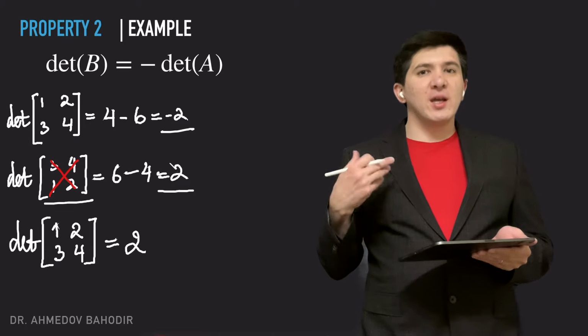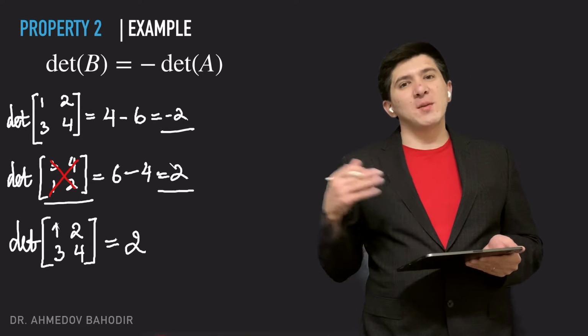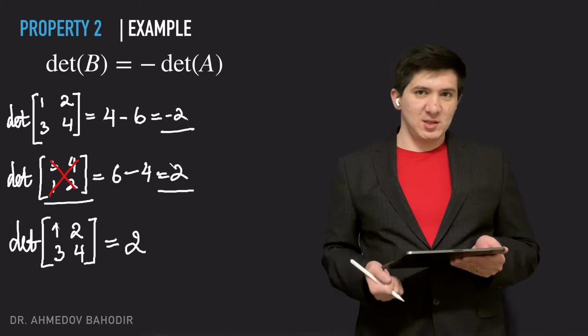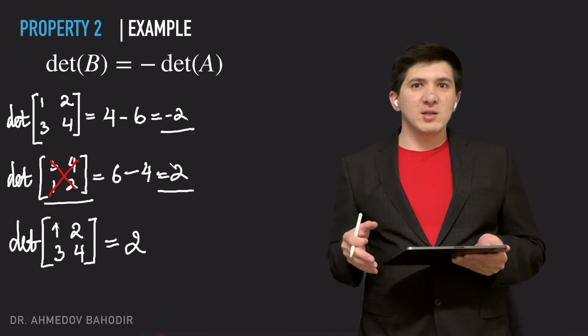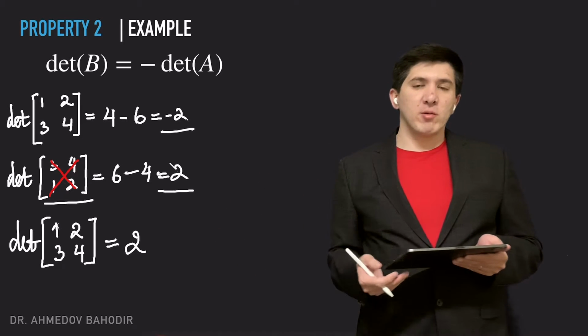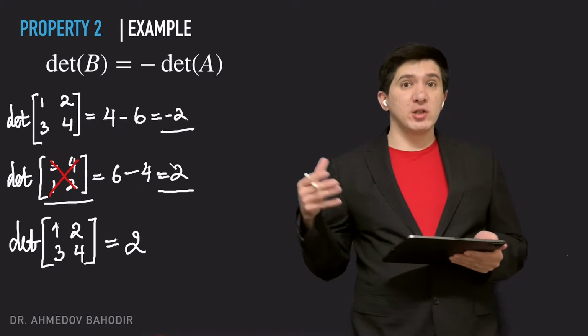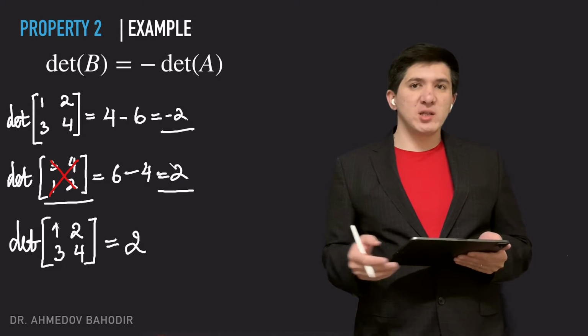So essentially, this also depends on the number of the interchanges. An odd number of interchanges makes your determinant the negative of the determinant of the original matrix, and an even number of permutations is going to make your determinant the same. So it doesn't change the determinant.